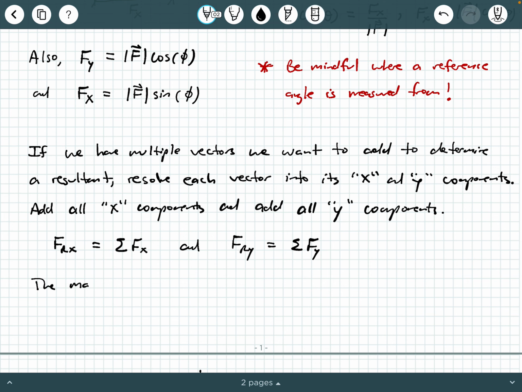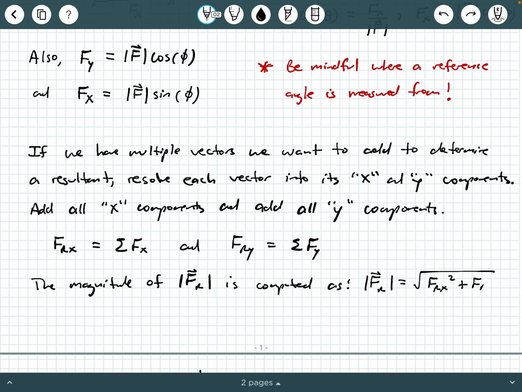The magnitude of this resultant force, F sub R, is computed using the Pythagorean theorem. So we would say the magnitude of F sub R is equal to the square root of FRx squared plus FRy squared. Okay, that's the Pythagorean theorem, right? Now, what if we want the direction of that resultant force, F sub R? Okay, so how do we get that?